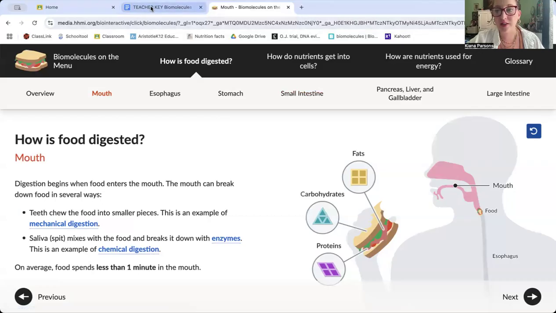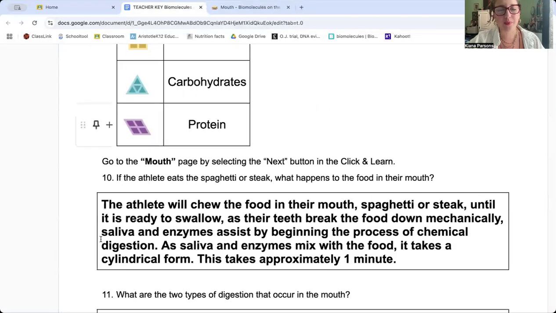So the athlete will chew the food in their mouth, spaghetti or steak, until it is ready to swallow. As their teeth break the food down mechanically, saliva and enzymes assist by beginning the process of chemical digestion. As saliva and enzymes mix with the food, it takes a cylindrical form. This takes approximately 1 minute.